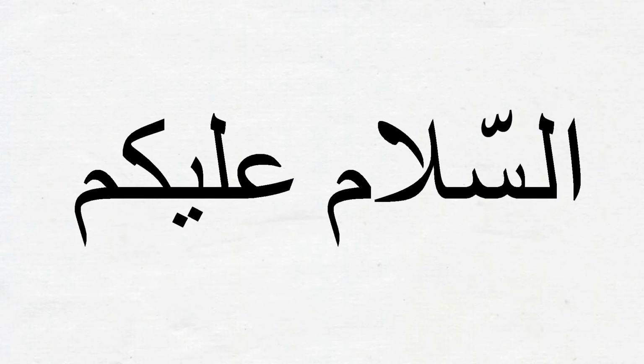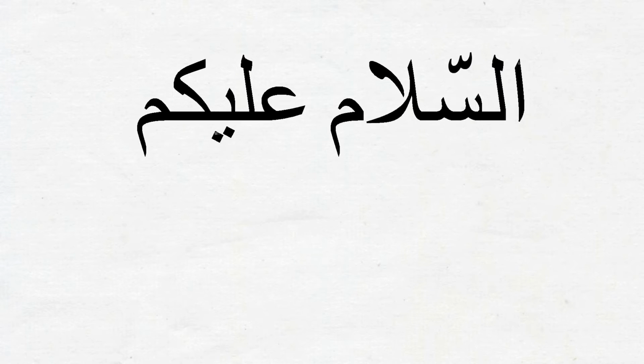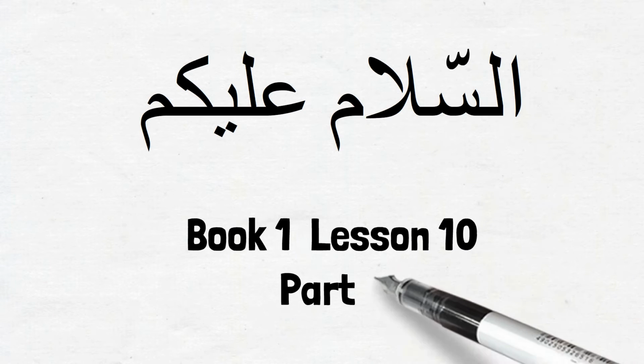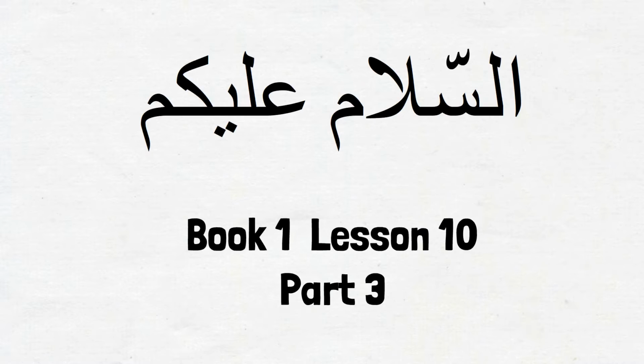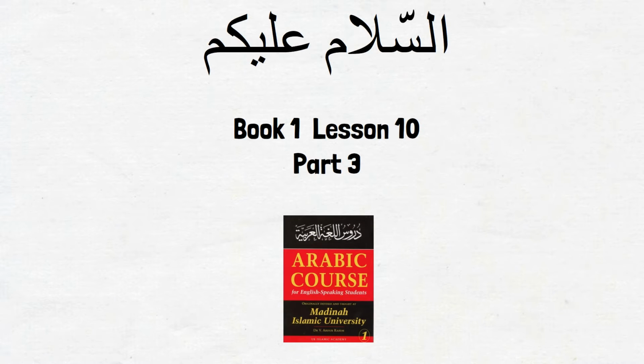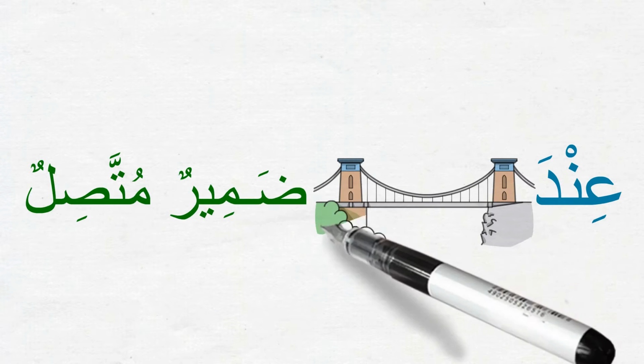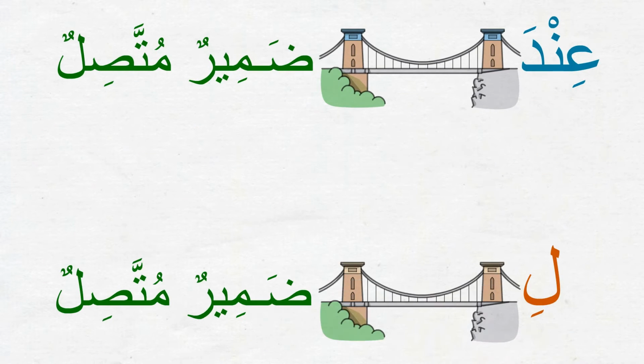Assalamu alaikum. Welcome back to the new episode of the Madinah Arabic short tutorial series. We are in book 1 and this is going to be part 3 of lesson 10. Today we will see the examples of Damir Muttasil attached to the Dharf Inda and to the Harf Jar Li. Let's start with Dharf Inda.